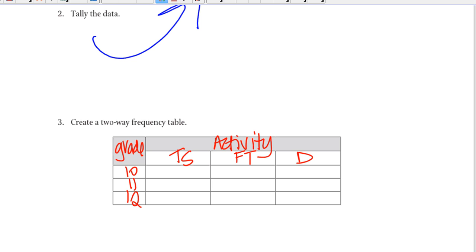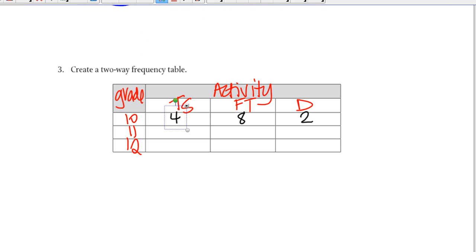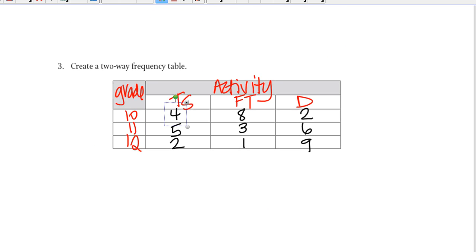So all you're doing is saying, okay, look at your talent show. This is 4. This is 8. So you're just counting up your tallies. This is 2. And then go from there. So 5, 2, 3, 1, 6, and 9. So that's what you should come up with if you counted your tallies.